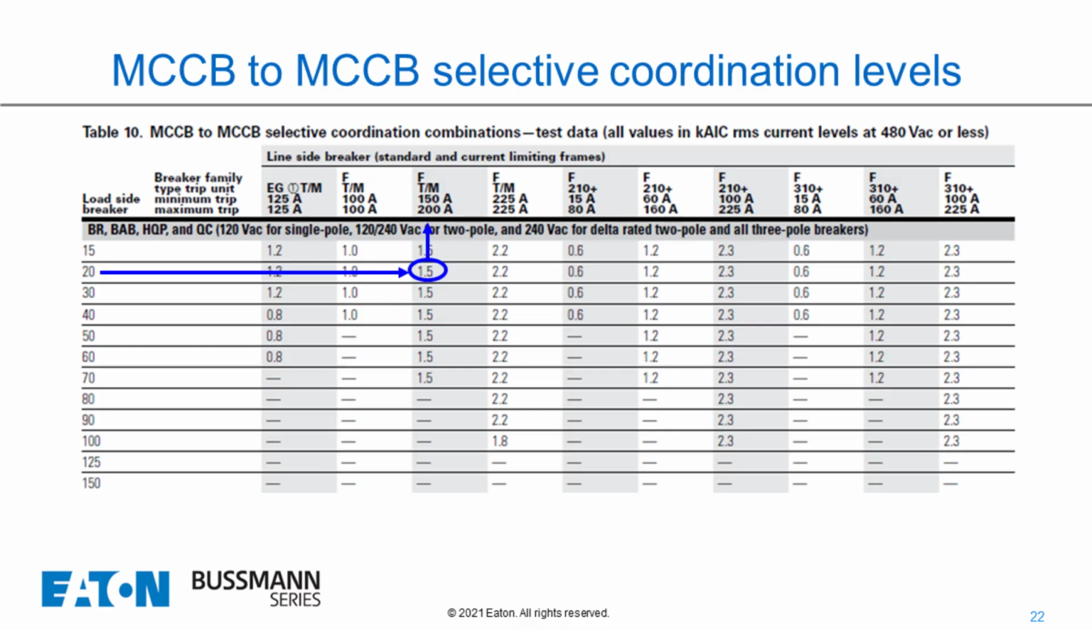So here's our F frame. It was just a standard thermomagnetic breaker, 150 amp, 200 amp frame with a 150 amp trip setting, right? That's what we had on our line side. Our load side was the 20 amp BAB breaker, over at the left. As you can see, we had the BAB breakers right here, up at the top gray area, but that's the load side breaker. So load side breakers are on the left side, line side breakers on the top. And if we come across, we've got the 20 amp.